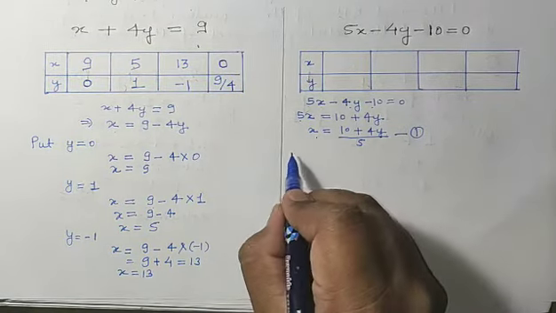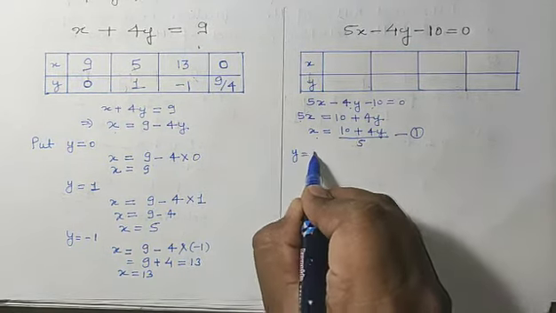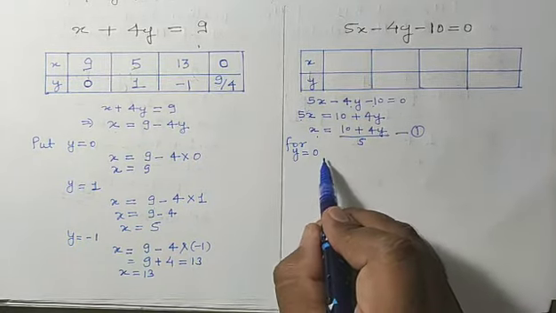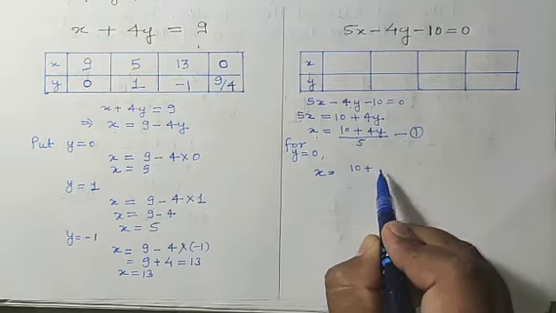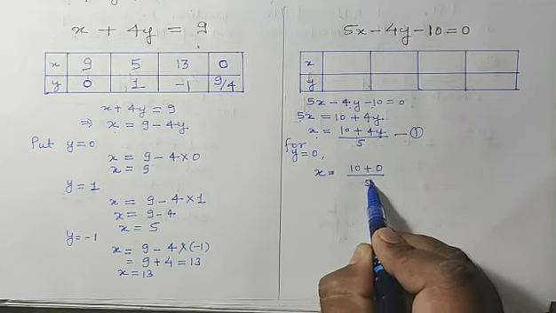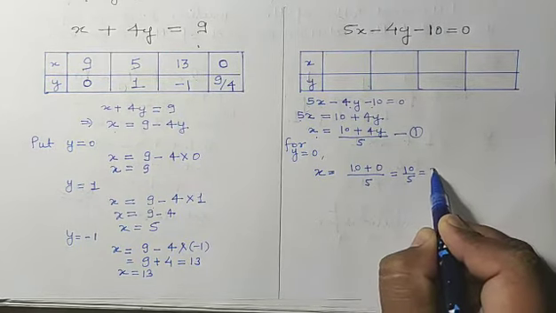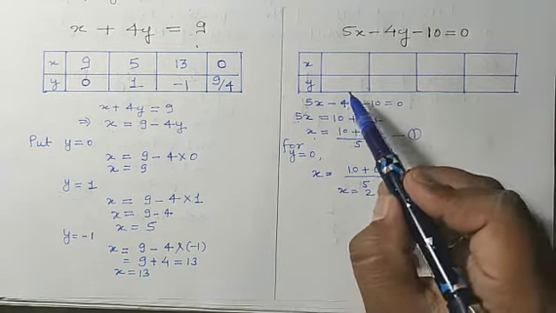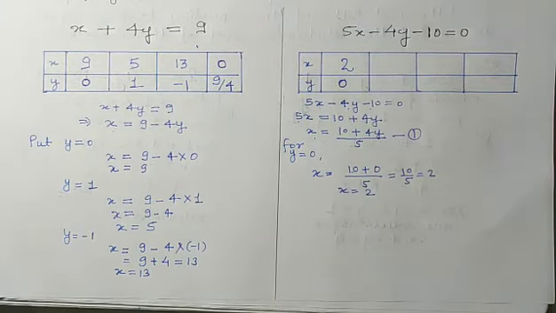Okay students, so firstly we are going to put y is equal to 0. So when we put y is equal to 0, x is equal to what? 10 plus 4 into 0 means 0 upon 5. So 10 plus 0 means 10, 10 upon 5 means 2. So here we get x is equal to 2. So students, when I have put the value of y as 0, we have got the value of x as 2. Okay.